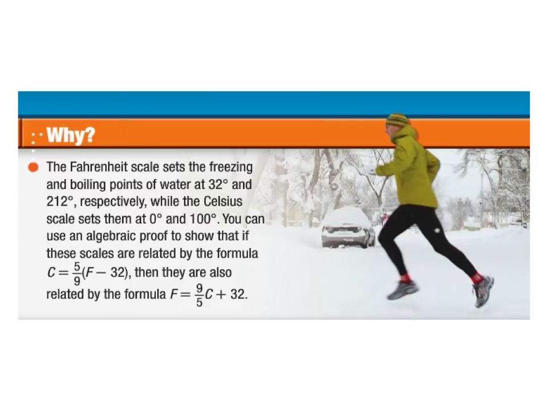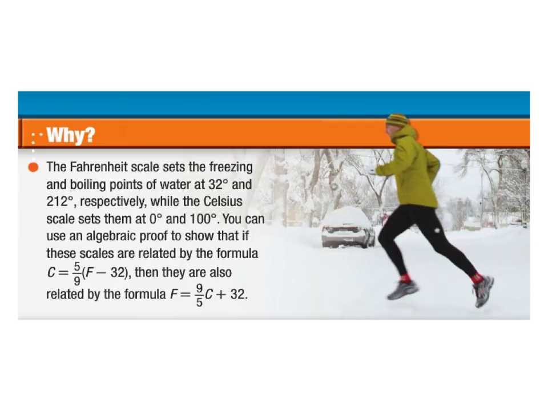Today we're going to learn something called algebraic proofs, and here's one real-world example of them. The Fahrenheit scale sets the freezing and boiling points of water at 32 degrees Fahrenheit and 212 degrees Fahrenheit respectively, while the Celsius scale sets them at 0 degrees and 100 degrees.